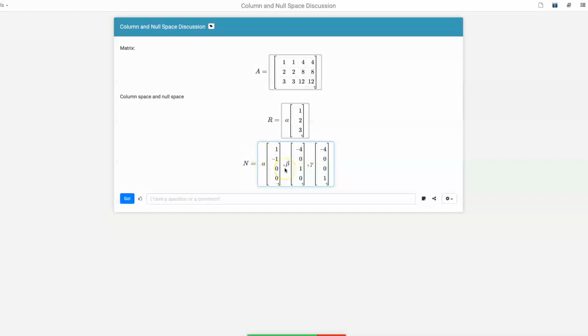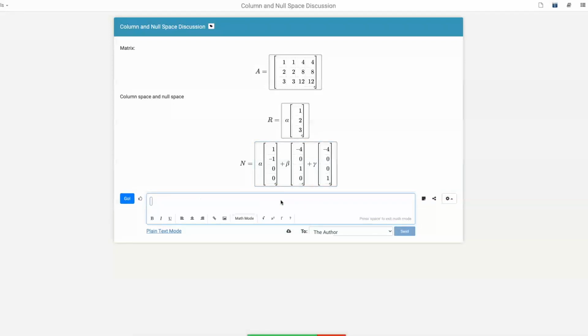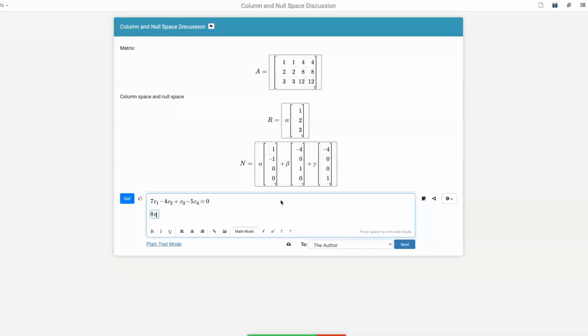That's very important. Why we put a plus here? Because null space is a space, right? If you have one non-trivial linear combination that equals 0, let me put it here. Let's say, not in this example, let's suppose that it was true that 7C1 minus 4C2 plus C3 minus 5C4 equals 0. And it was also true that 8C1 plus 5C2 minus C3 minus C4 equals 0.